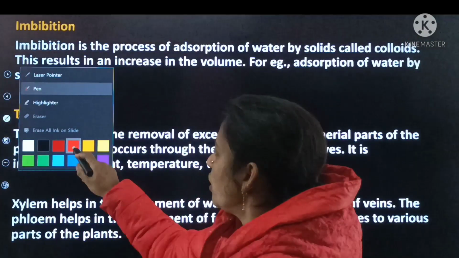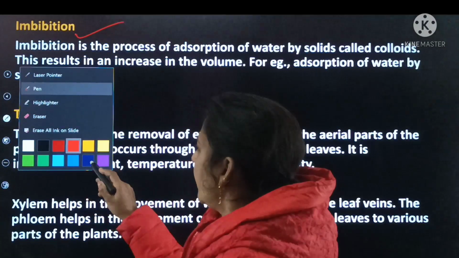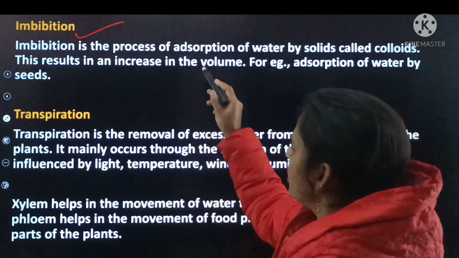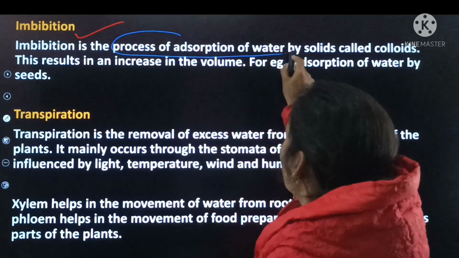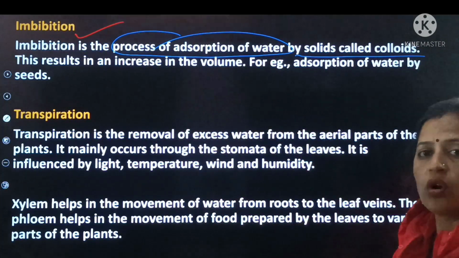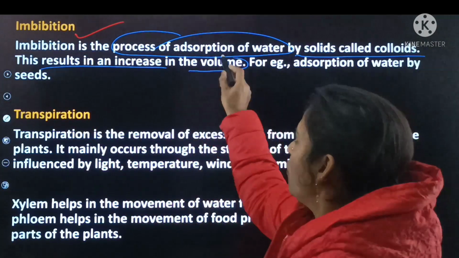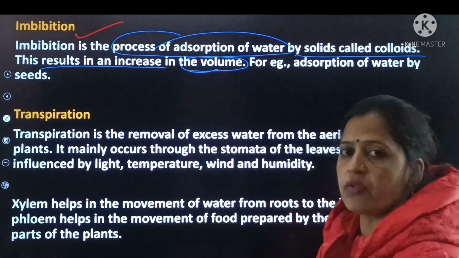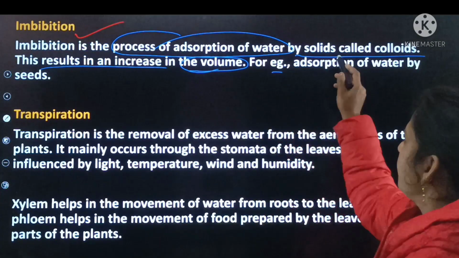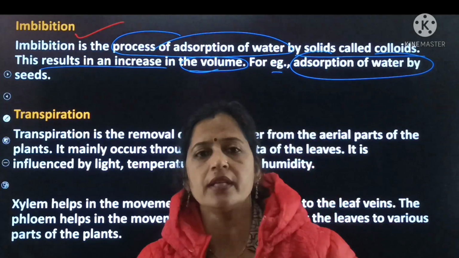Next is imbibition. What do you mean by the term imbibition? Imbibition is a process of adsorption of water by solids, the colloids, and this results in an increase in volume. For example, adsorption of water by the seeds.